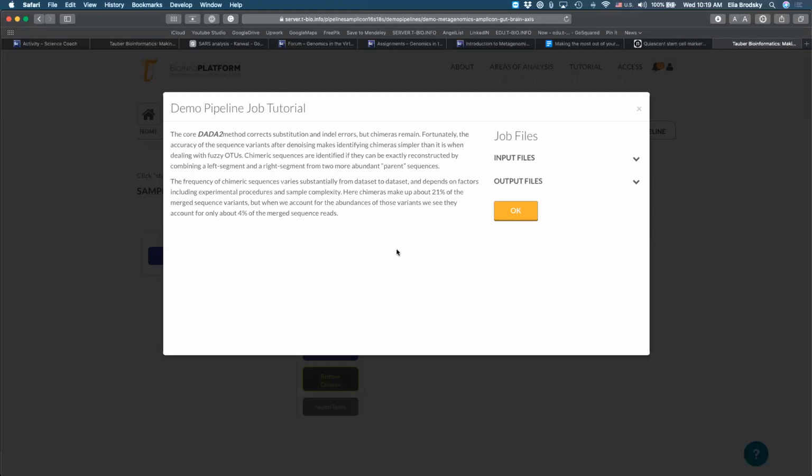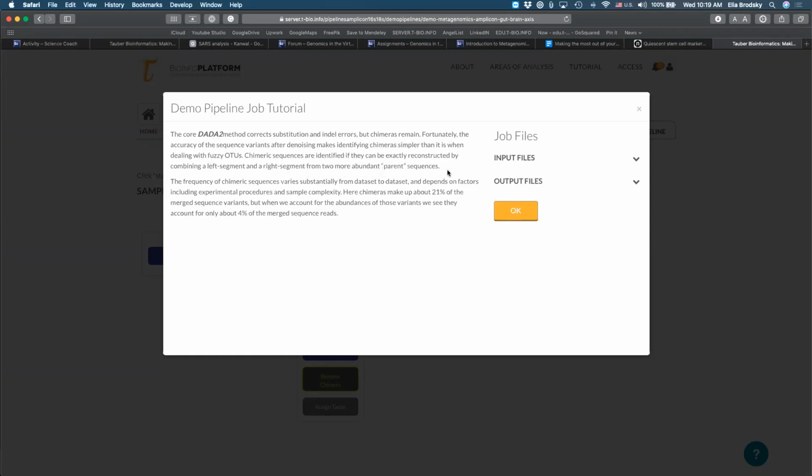Yeah, chimeric sequences are sequences that come from two different biological sequences. So you have a technical sequence and you have the different source that is definitely present in that one sequence. Okay, so you can see chimeric sequences are identified if they can be exactly reconstructed by combining a left segment and a right segment from two or more abundant parent sequences.